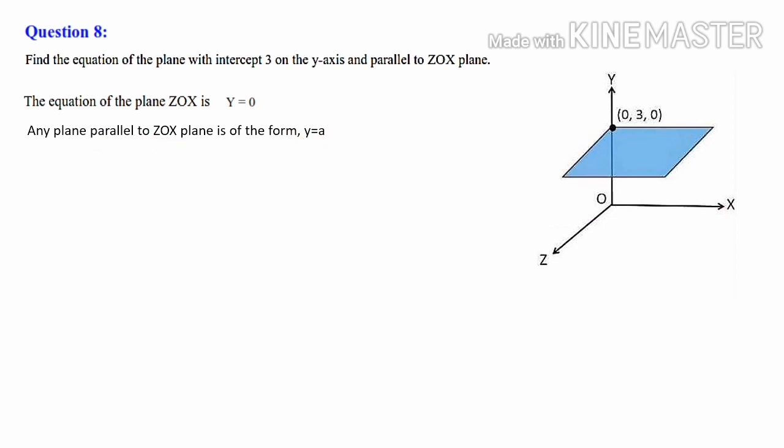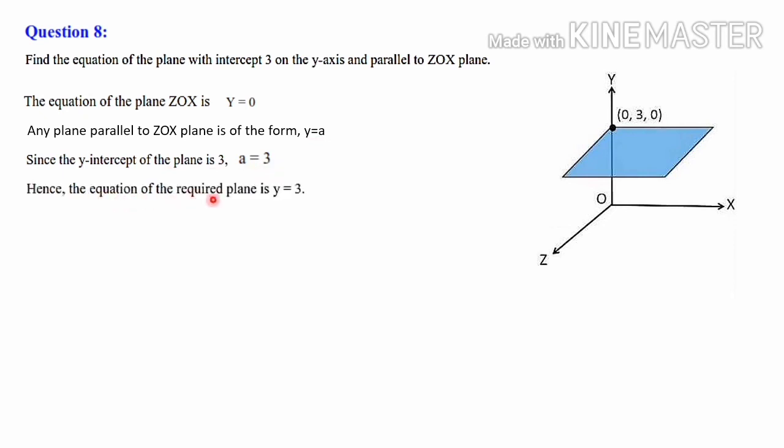Only the y-intercept will be there: y is equal to a constant. Here the y-intercept is given to us, that is 3. The y-intercept is 3, that is a. Here y is equal to a is the equation, and a is equal to 3. Let's substitute it. Hence the equation of the required plane is y is equal to 3.